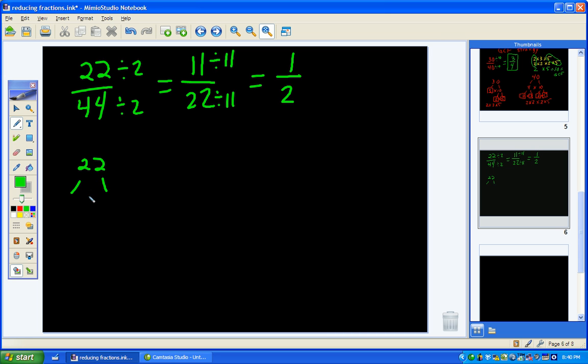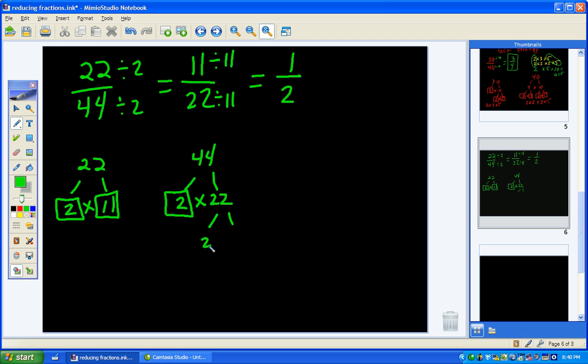22, I break into 2 times 11. 44, I'm going to break into 2 times 22. Forgot to put boxes around those because those are prime. Okay, there's 2. 22 breaks down into 2 times 11. Those are both prime. Now I have for 22, 2 times 11. For 44, I have 2 times 2 times 11.